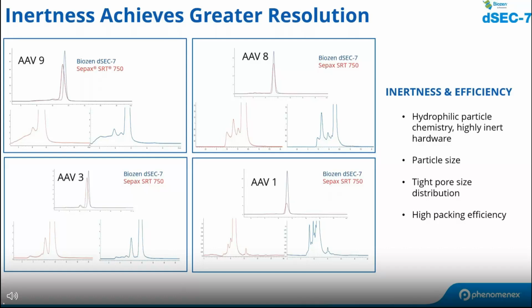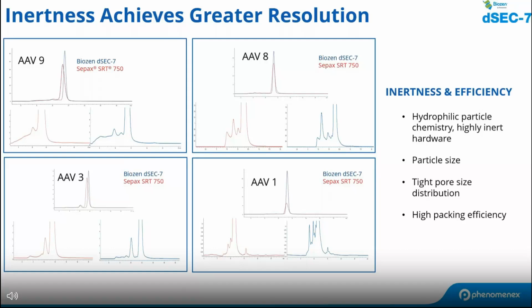The improvement in peak efficiency comes from three different places. First, the particle is optimized with a high efficiency particle size. Biozen D6-7 is a 3 micron high efficiency particle with a very tight pore size distribution, because of which you get high efficiency. And even better, it's packed with higher efficiency. All these three components together contribute to better peak response and recovery.